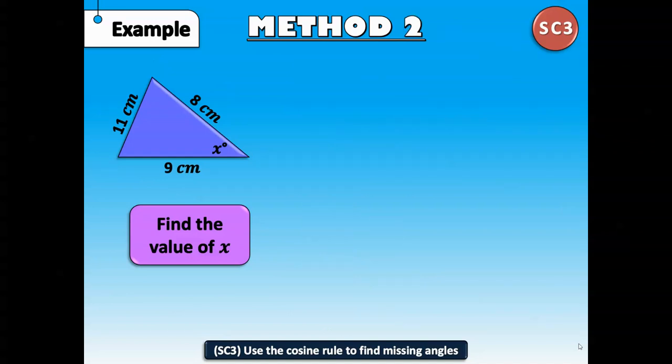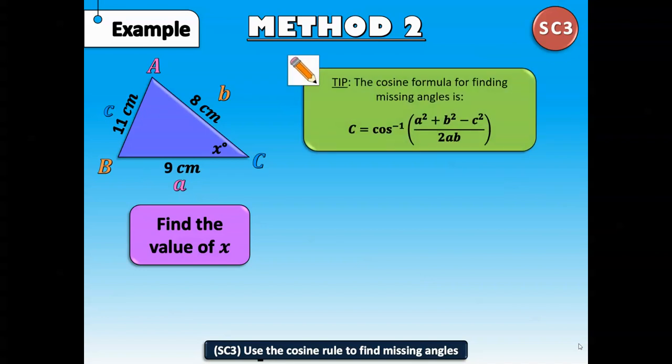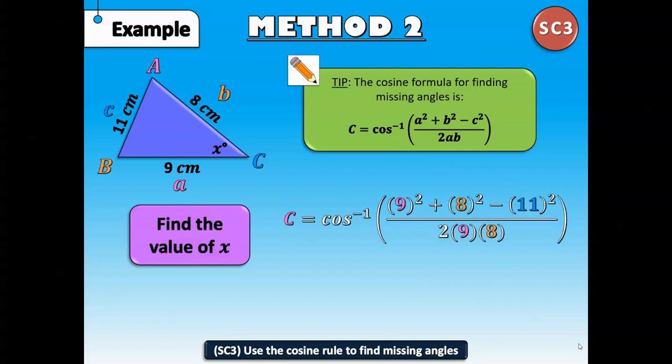The second way to find a missing angle in the triangle using the cosine rule is, again, label up my angles and sides. And then if I rearrange the cosine rule so that C is now the subject, I get this. Then I can just substitute my values into this cosine rule to find the angle C. Type this into the calculator, and I should get 80.4 degrees.